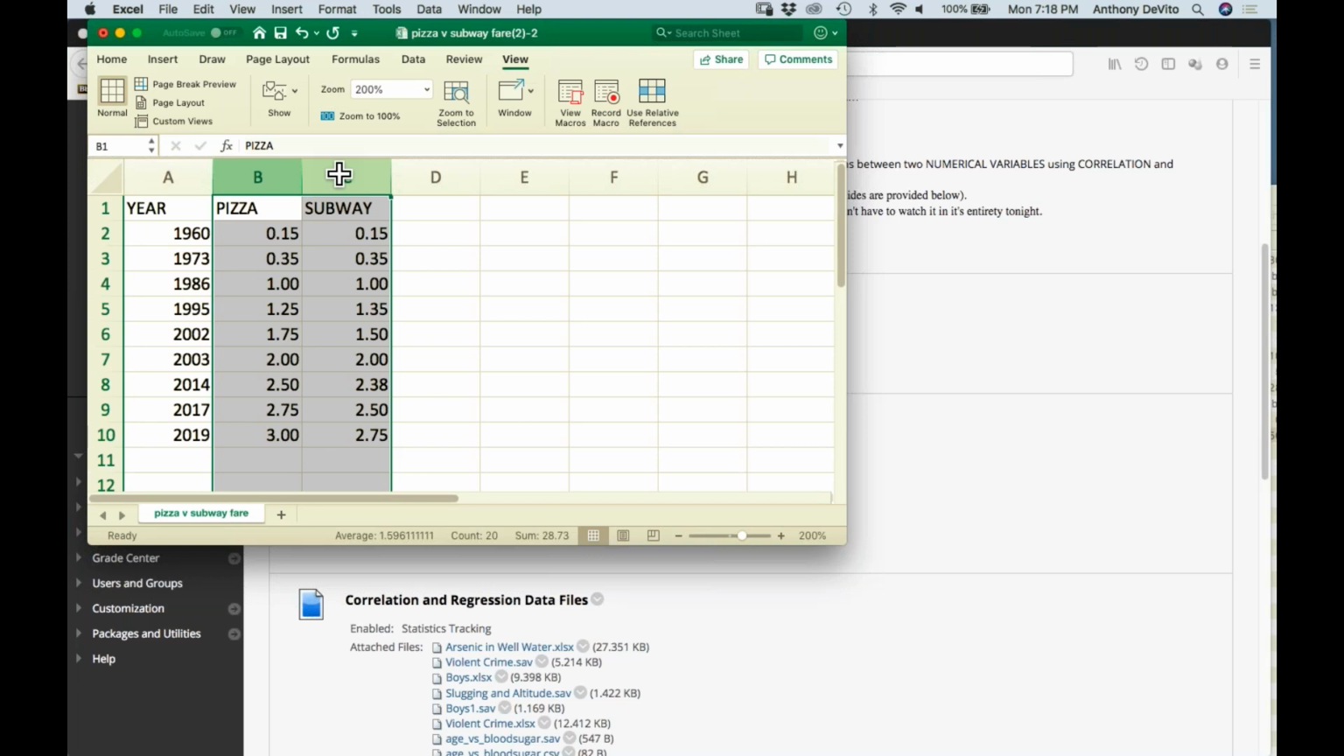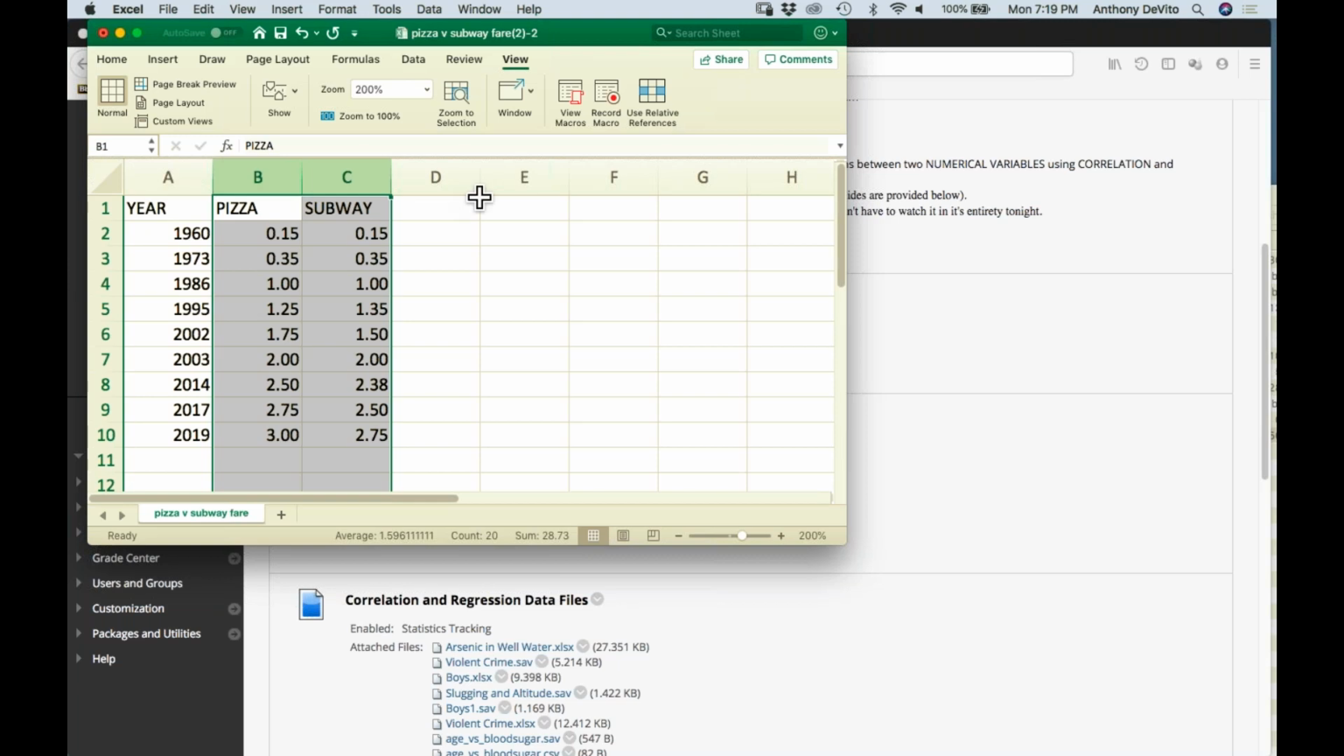Well, when we were working with a categorical and a numerical variable, we did a t-test. When we were working with a categorical variable that had more than two values and a numerical variable, we did analysis of variance, right? When we're working with two categorical variables, we did chi-square and odds ratio. Now we have a new kind of situation.